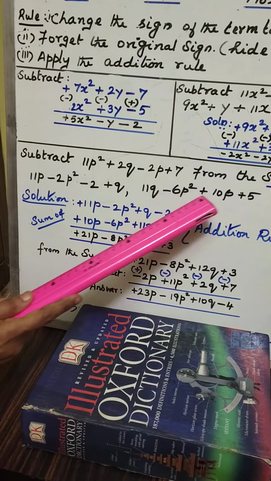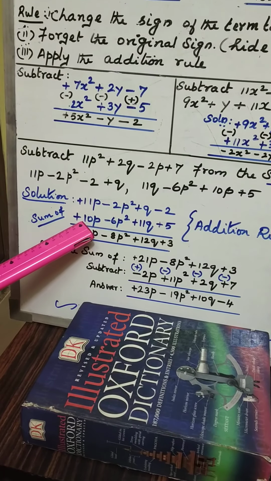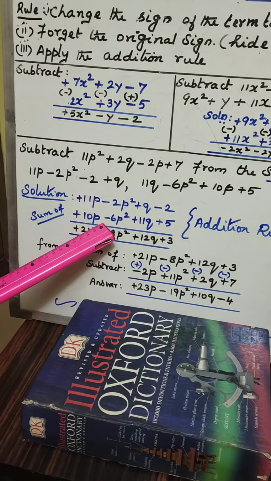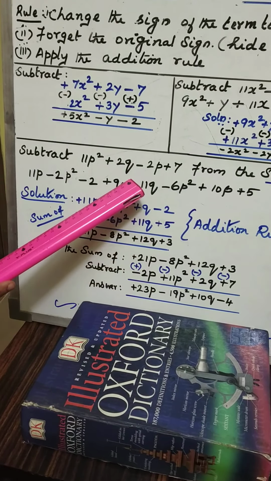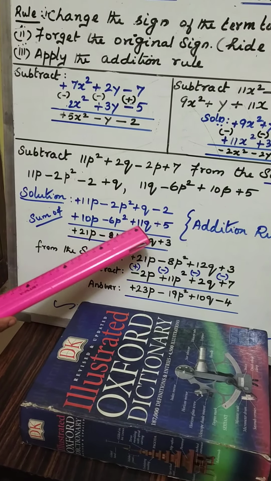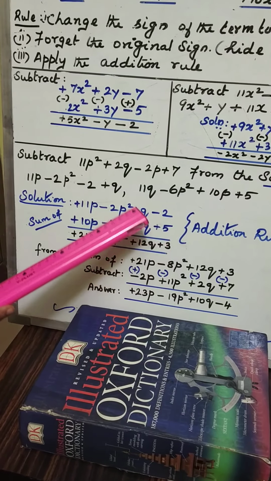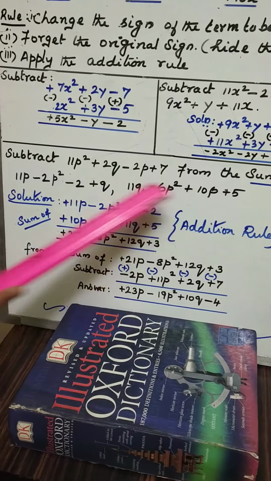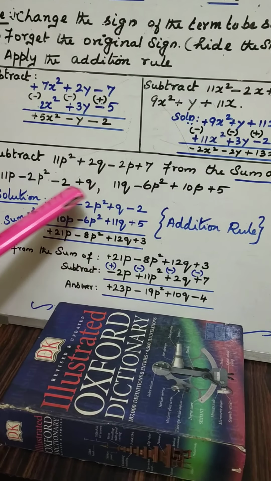Now, here see 10p is there. That I have written, 10p below the p. Now, minus 6p squared, q. Now, no sign, plus, but plus 11q plus 5. Here, you are asked to do what? From the sum of. Here, I have added. Sum means what? Total.